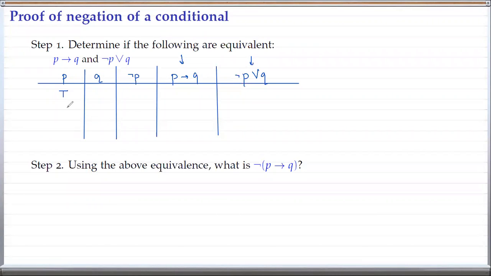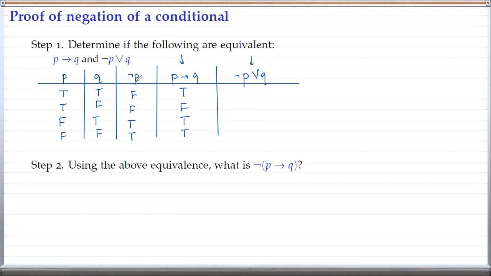So we'll list all the possible combinations of truth values of P and Q. So we have true, true, false, false for P, and true, false, true, false for Q. Not P is simply the negation of P column. This will be false, false, true, true. P implies Q. True implies true is true. True implies false is false. And the other two, false implies true and false implies false, they are vacuously true.